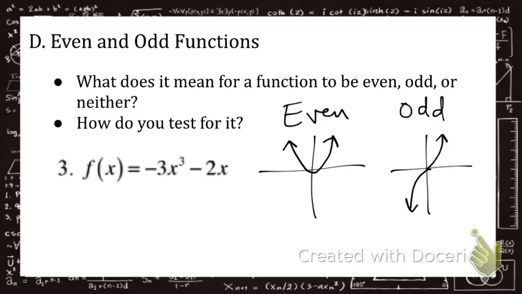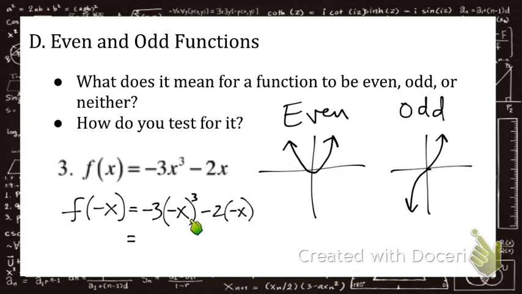To test for it, you just plug in negative x, so you evaluate at negative x. So f of negative x is equal to, and then evaluate these 2 pieces at negative x as well. So negative 3 times negative x cubed minus 2 times negative x. If you simplify that a little bit, negative x cubed is negative x cubed, so those 2 negatives make a positive 3x cubed. And here, a negative 2 times a negative x would be a positive 2x.